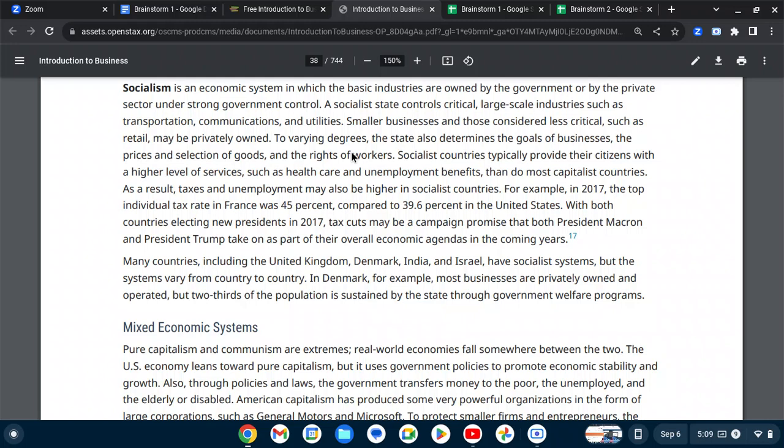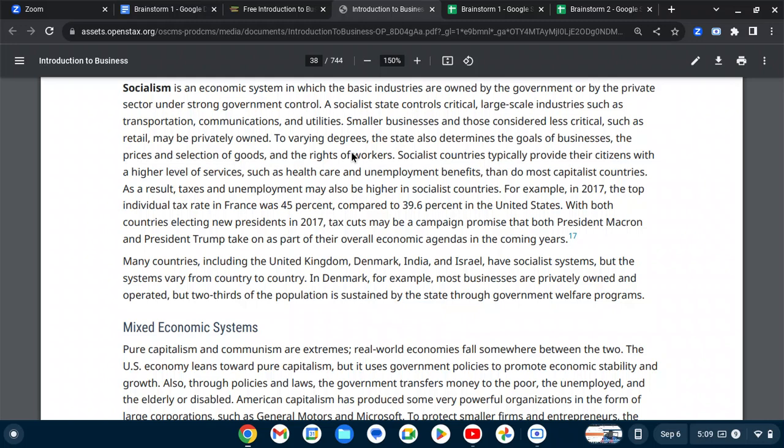The state also determines the goals of businesses, the prices and selection of goods, and the rights of workers. Socialist countries typically provide their citizens with a higher level of services such as healthcare and unemployment benefits than do most capitalist countries. As a result, taxes and unemployment may also be higher in socialist countries. For example, in 2017, the top individual tax rate in France was 45%, compared to 39.6% in the United States.